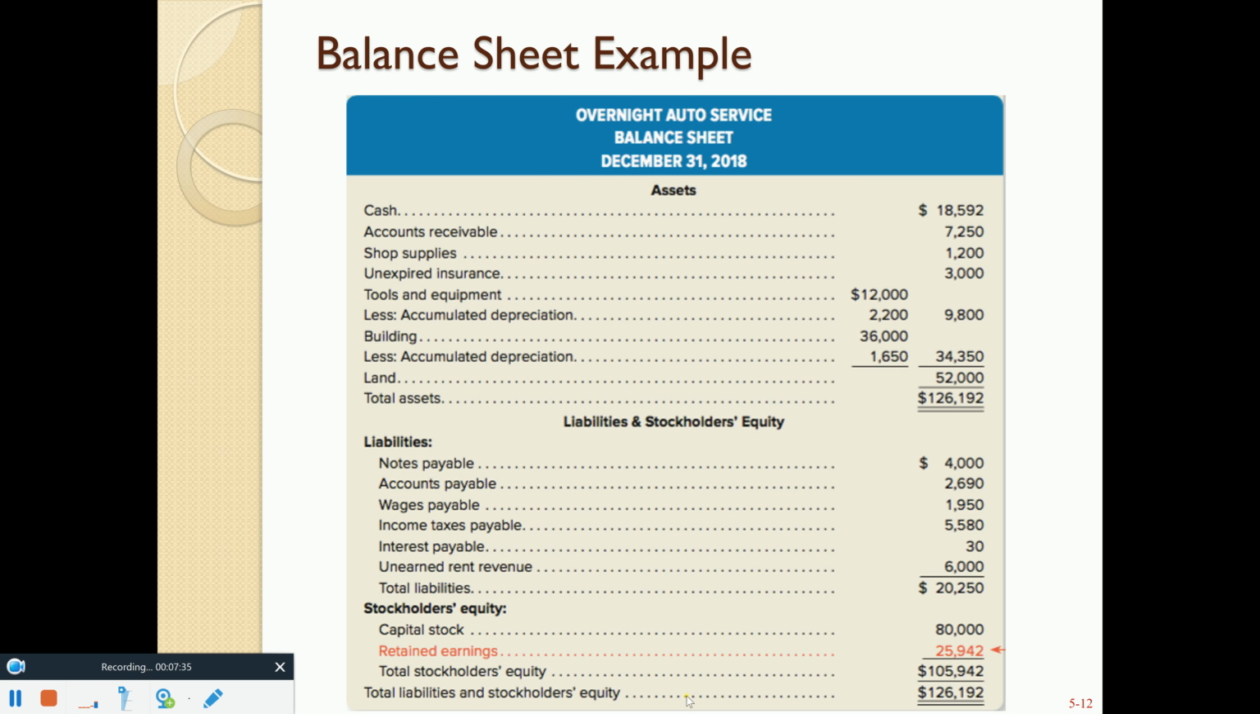And then our total liabilities and equity down here, $126,192, equals the total assets. So very important to prepare our financial statements in this proper order. Income statement first, retained earnings statement second, balance sheet third.